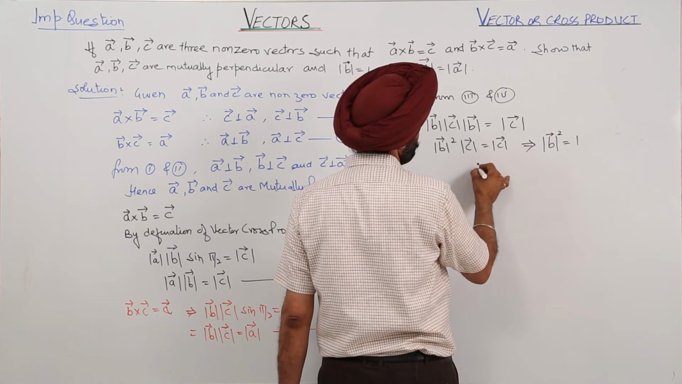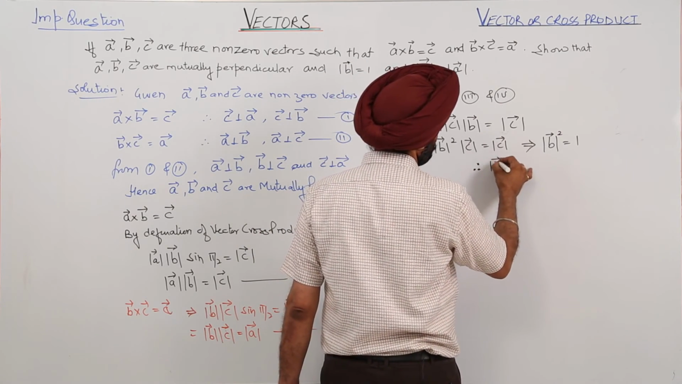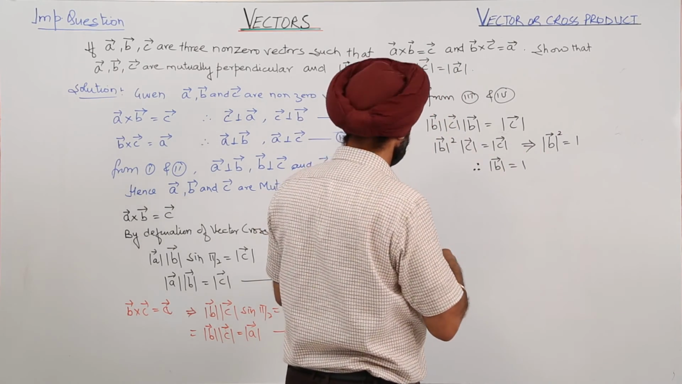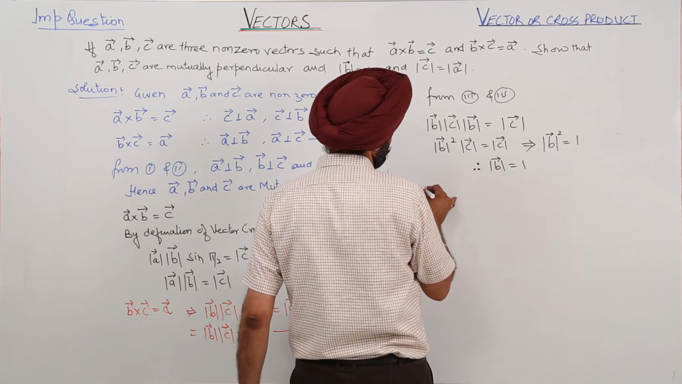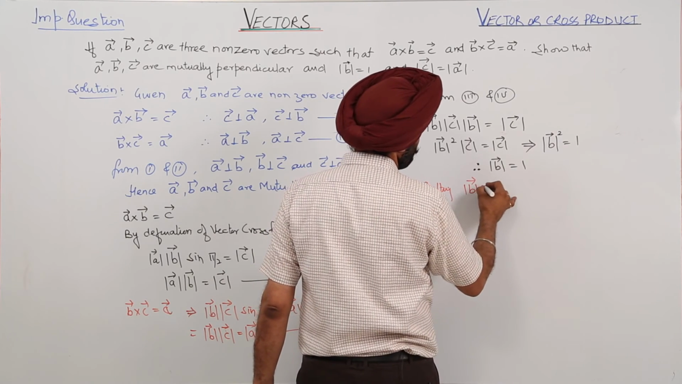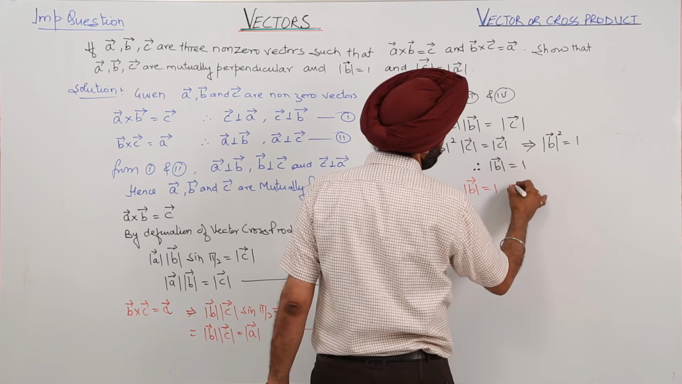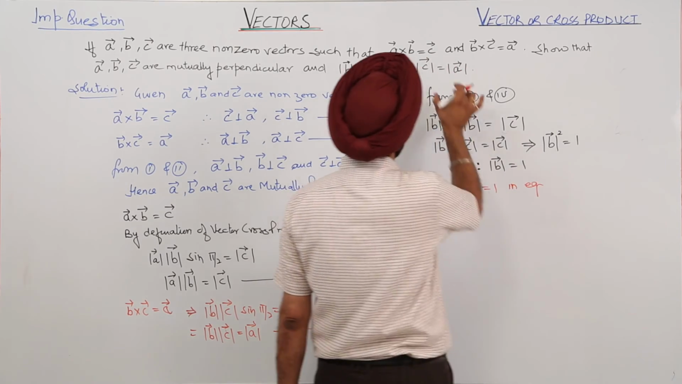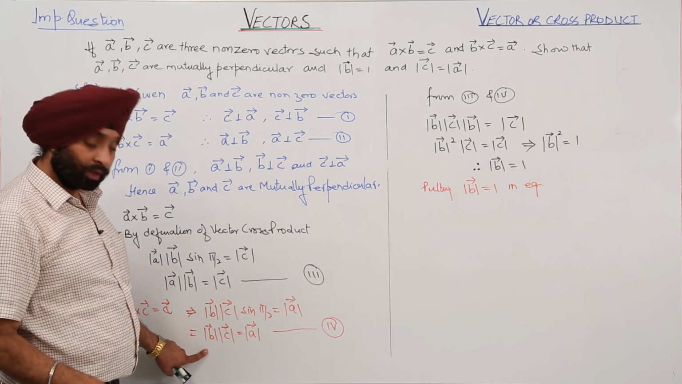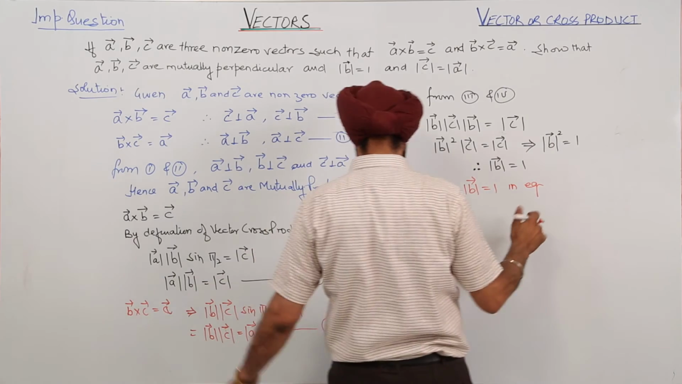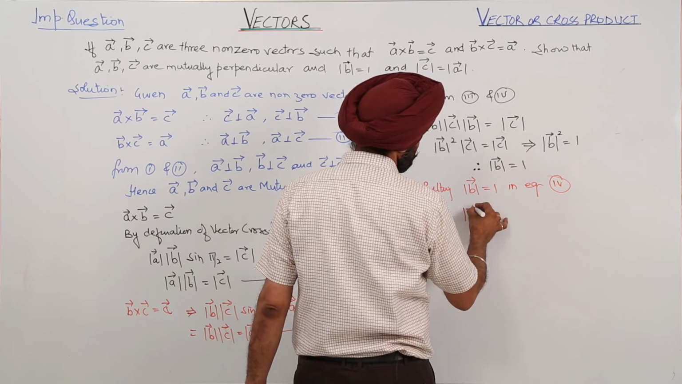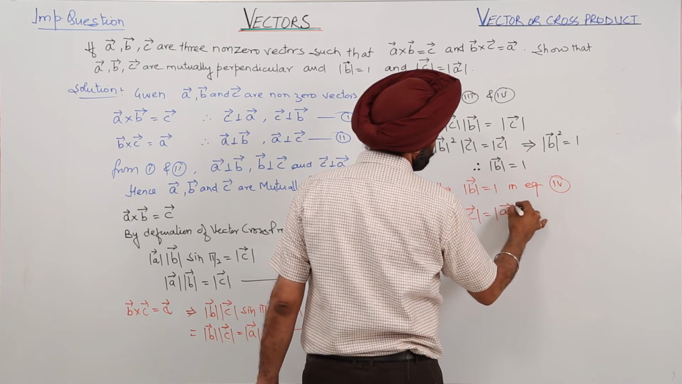Therefore, magnitude of B is equal to 1. Now, putting magnitude of vector B is equal to 1, because now we have to prove magnitude of C is equal to magnitude of A. So, if we are putting here 1, then we are getting the desired result. In equation 4, magnitude of vector C is equal to magnitude of vector A.